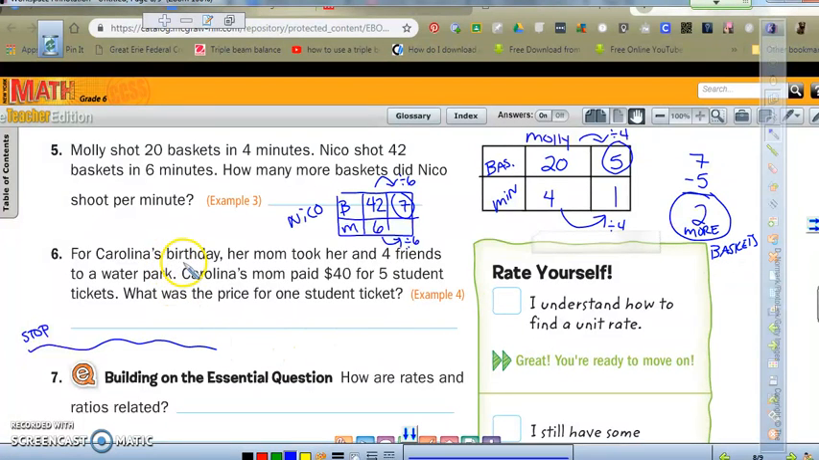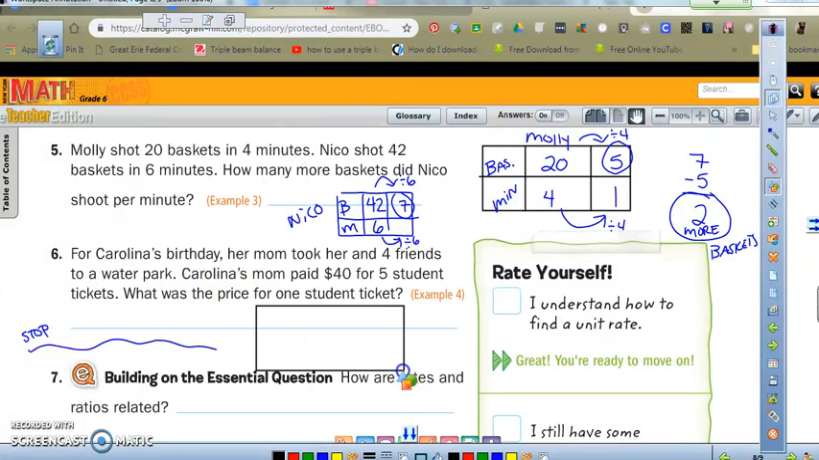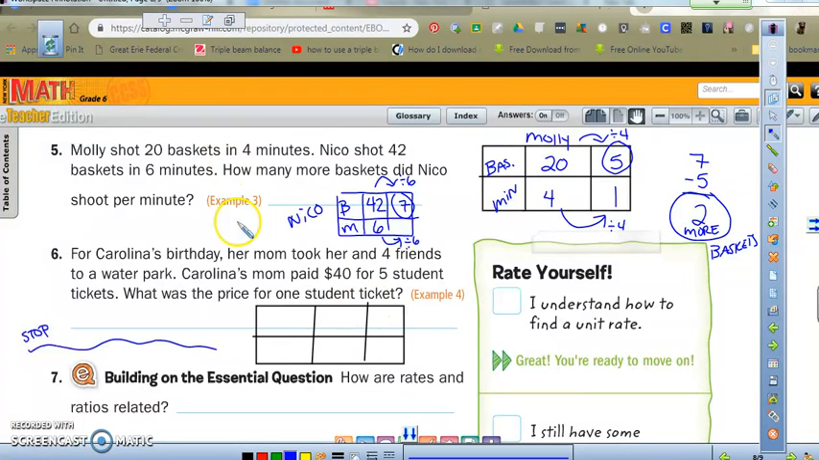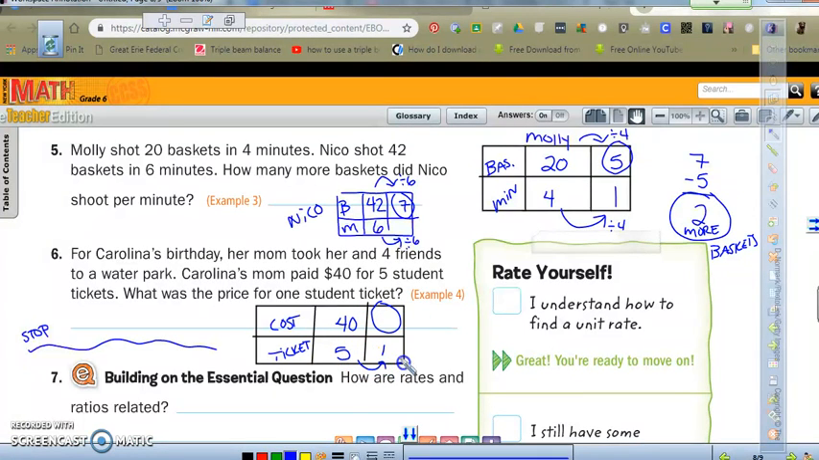Okay, for Carolina's birthday, her mom took her and 4 friends to the water park. She paid $40 for 5 student tickets. What is the price per 1 student ticket? So we have cost and tickets. So $40 for 5 tickets. We want the cost for 1. Divide by 5, and 40 divided by 5 is 8. So it's $8 for 1 ticket.